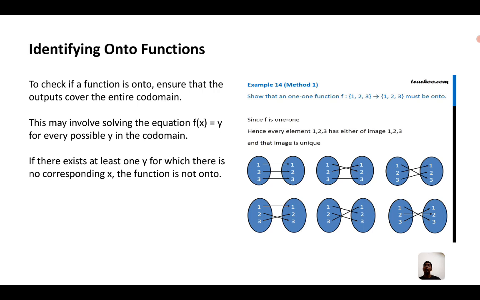Identifying onto functions. To check if a function is onto, ensure that the outputs cover the entire codomain. This may involve solving the equation f(x) = y for every possible y in the codomain. If there exists at least one y for which there is no corresponding x, the function is not onto.